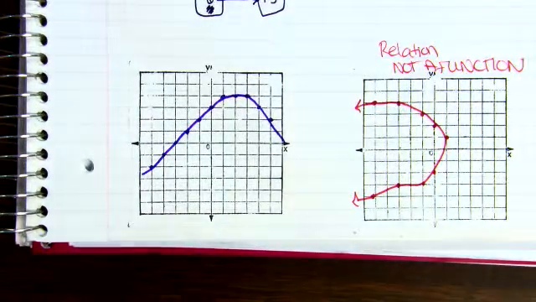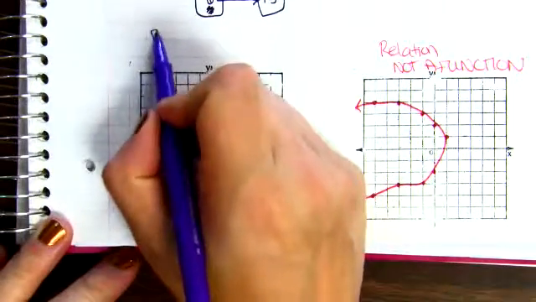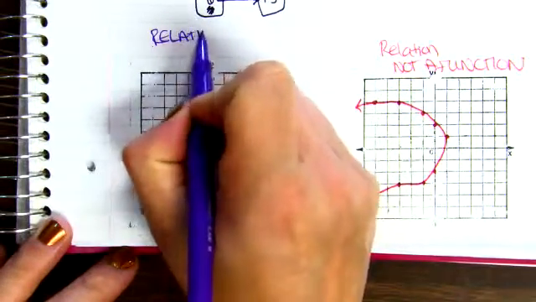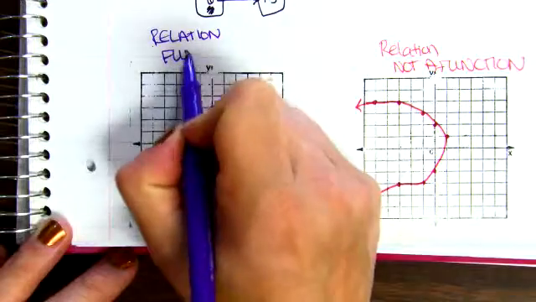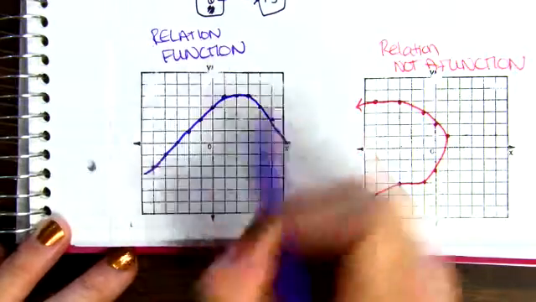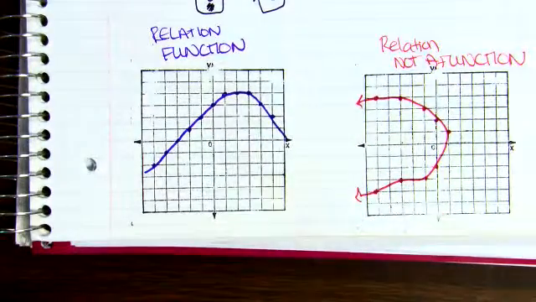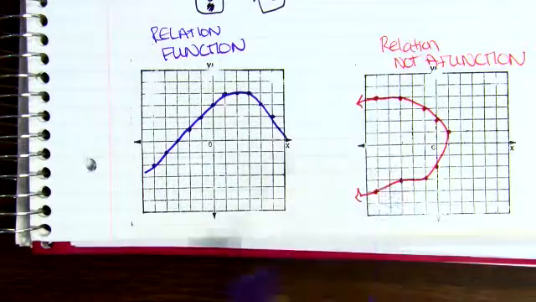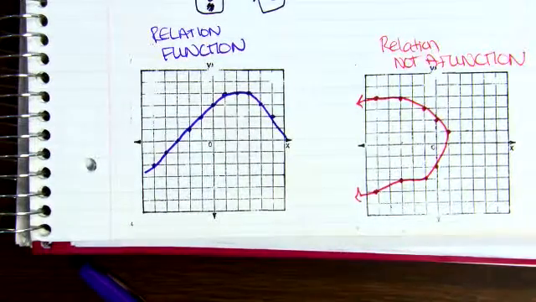And my purple graph over here, this is a relation, and it's also a function. Each input had only one output. So that's one more way you can look at something and decide if it's a function or not.